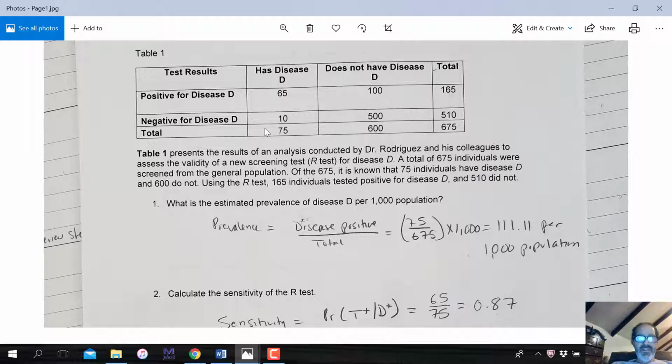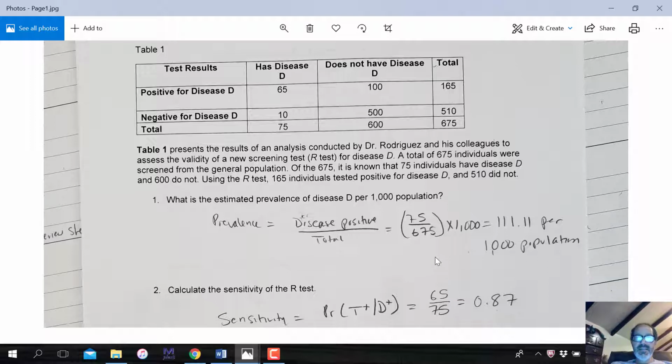So you have 75 individuals, right? See, 75 individuals have disease, right? And there are 675 total individuals here. This corner value is the total of everybody. So it's 75 divided by 675, and I said per 1,000, so you multiply it by 1,000. You get 111.11 per 1,000, so that's your prevalence. So that's your disease prevalence.